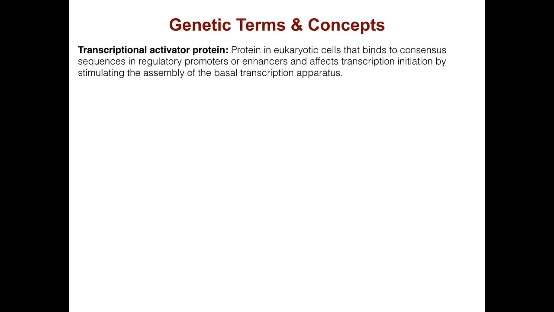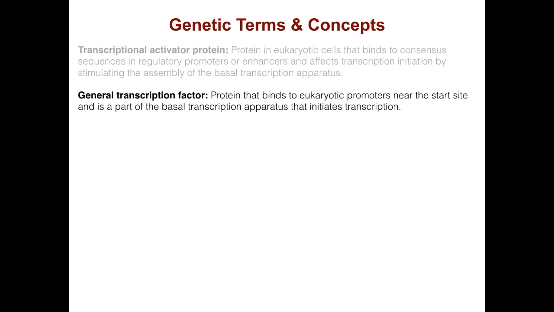Transcriptional activator protein: protein in eukaryotic cells that binds to consensus sequences in regulatory promoters or enhancers and affects transcription initiation by stimulating the assembly of the basal transcription apparatus. General transcription factor: protein that binds to eukaryotic promoters near the start site and is a part of the basal transcription apparatus that initiates transcription.